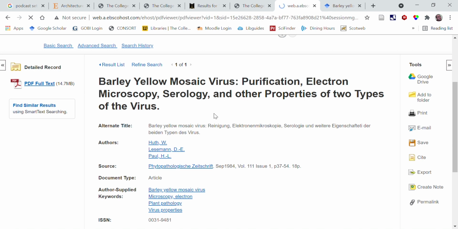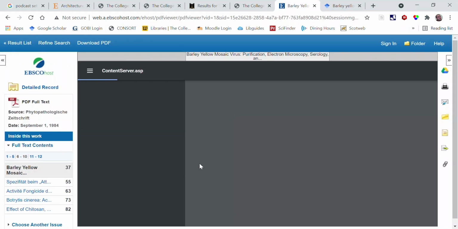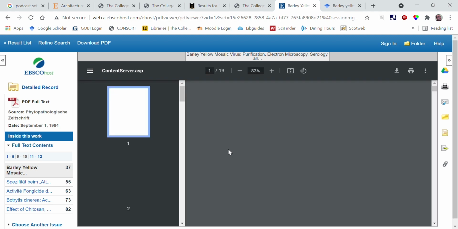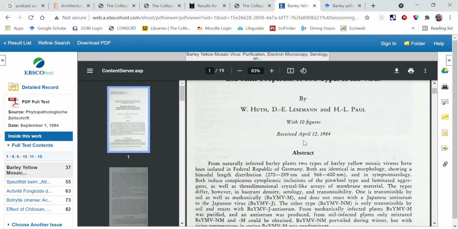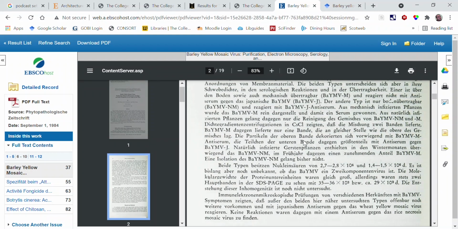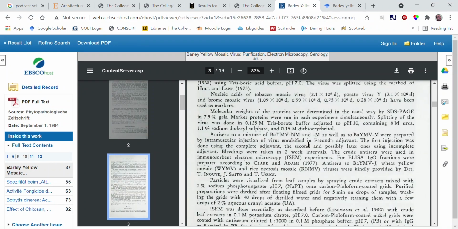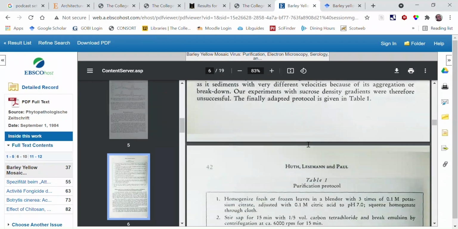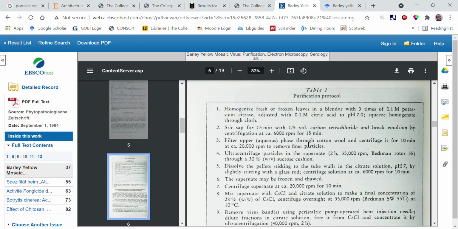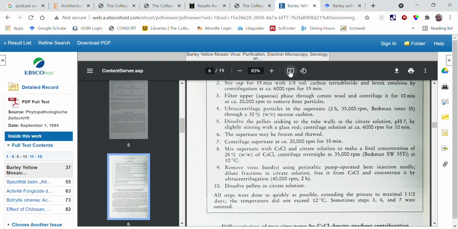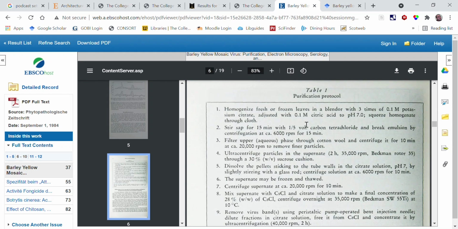The reason I like this particular example from Huth is that Huth was so incredibly excited about their method of purifying virus from a plant that they didn't just write it down. No, no, no, that's certainly not enough. What they did is, I believe, put a purification protocol in a table. This isn't necessarily going to be found in a keyword search, but this is the step-by-step method.